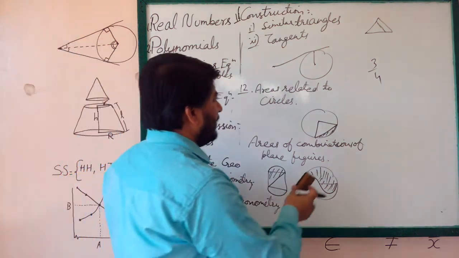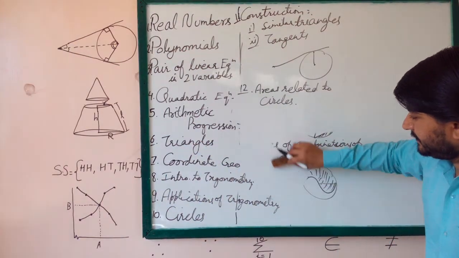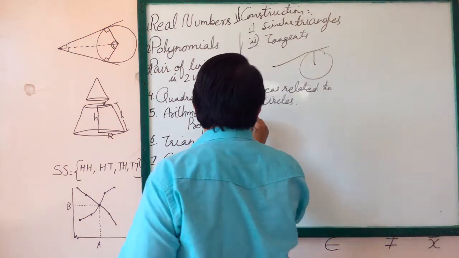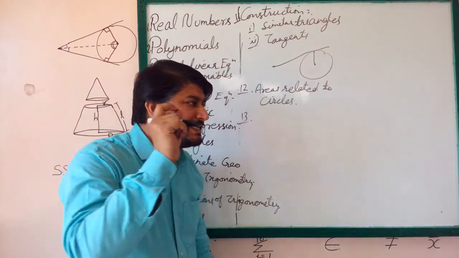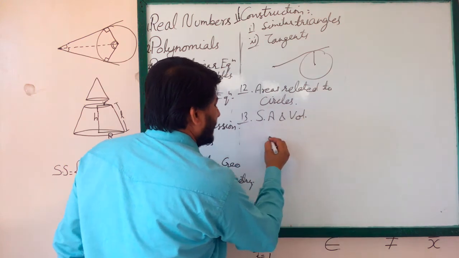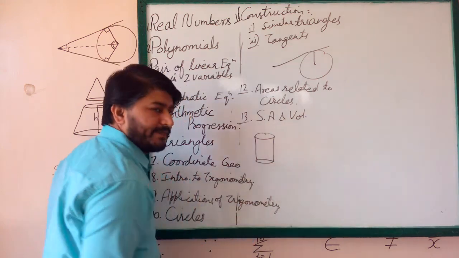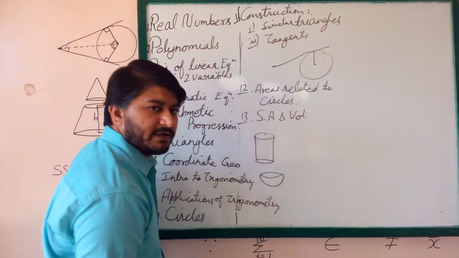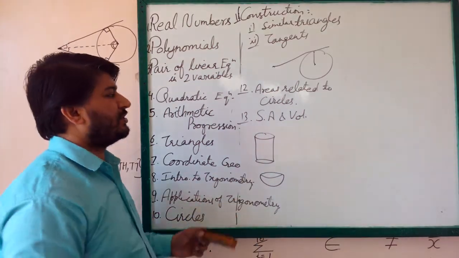In chapter 13, which is surface areas and volumes, we have already done this in previous classes. But in previous classes, in surface areas and volumes, you used to find the surface areas and volumes of a single figure, like the curved surface area of a cylinder, the curved surface area of a hemisphere, or the volume of a hemisphere. But here in class 10th, you will be having combinations of figures.